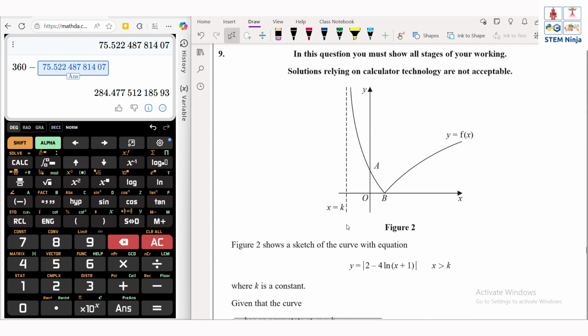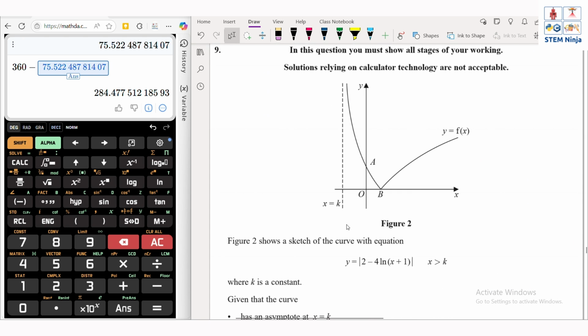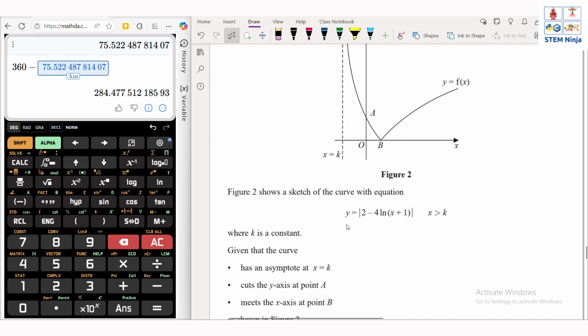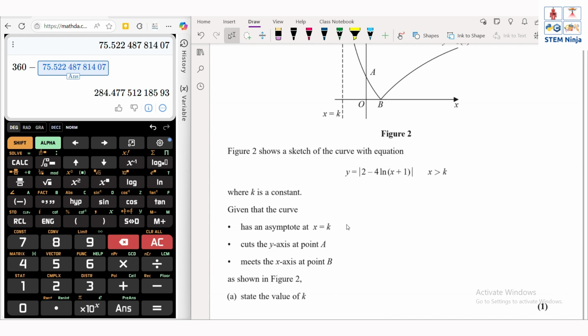Question number 9. Figure 2 shows a sketch of the curve y equals mod of 2 minus 4 ln x plus 1, where x is greater than some value k. Given that the curve has an asymptote at x equals k, cuts the y-axis at point A, and meets the x-axis at point B, state the value of k.